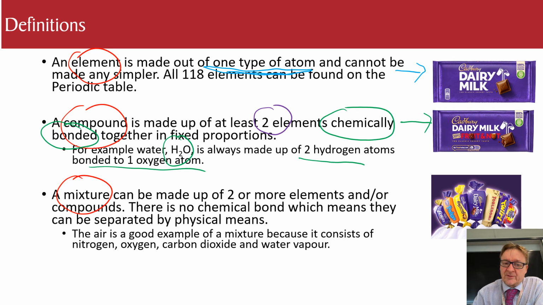That is a compound. A mixture is where you've got two or more elements, but again, this is the most important thing: they are not chemically bonded, and I'm going to highlight that now in orange. They are not chemically bonded, which means you can separate them. For example, air is a mixture. It's got nitrogen, oxygen, carbon dioxide, water vapor, but you can separate them because they are not chemically bonded together. Here's your mixture, where you've got different chocolates, but you can separate them out.